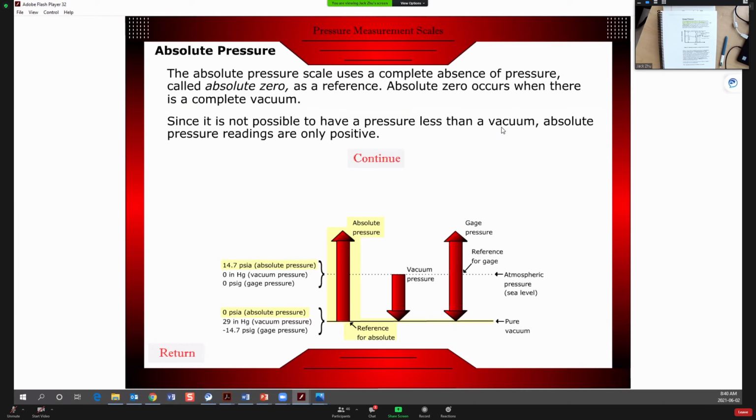Because you will never have a negative pressure in a vacuum, the absolute pressure reading is only positive. Those things are also in the PowerPoint. You have to have a good idea, because you might encounter a question asking which one can have a negative reading and which one is always positive. You should be able to answer them.